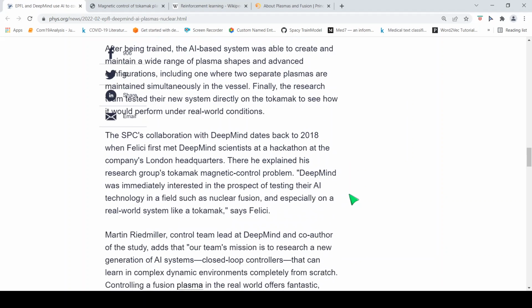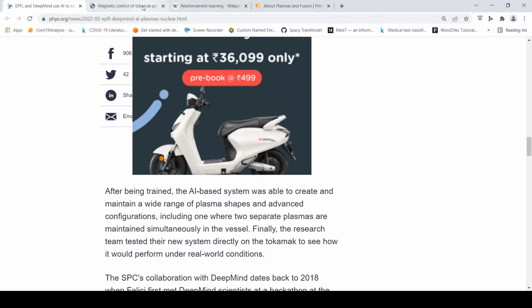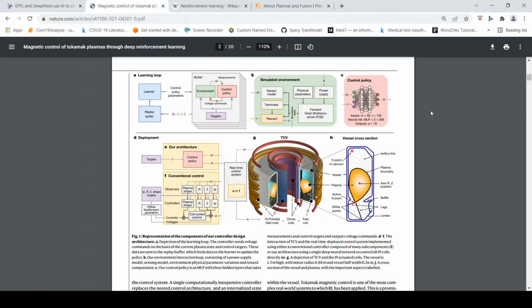So this seems to be a phenomenal achievement, both for AI algorithms as well as in the field of nuclear fusion. I'm not an expert in the physics of nuclear fusion, but from a layman's perspective, when I read this article, it seems to be a stupendous achievement. Okay. So there was this paper also released by DeepMind. Okay. So I went to the paper.